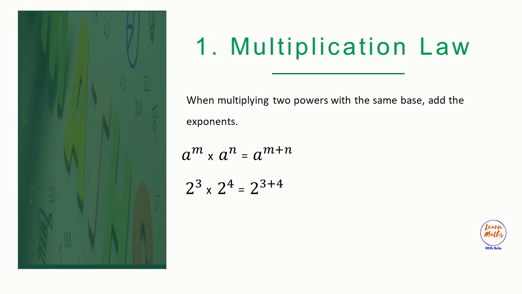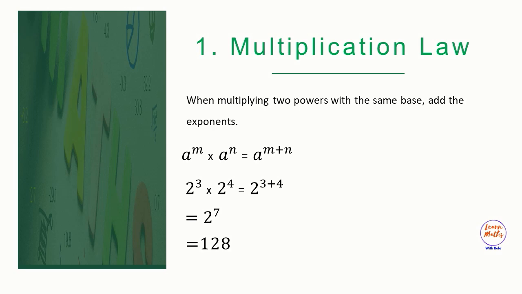The example is 2 raised to power 3 times 2 raised to power 4. The base number in this example is 2, on the first side you have 2, and on the other side you have 2. So you simply add their powers together, and then you have 2 raised to power 7, which gives us 128.